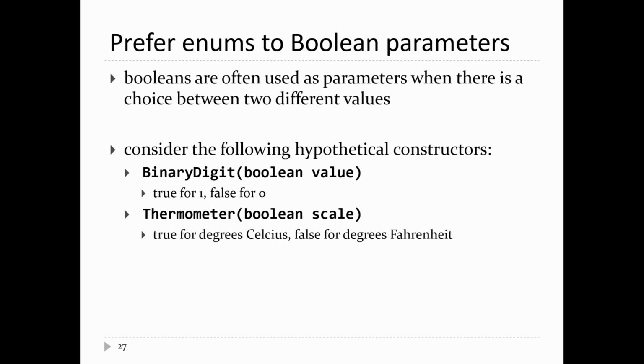So there's a lot of classes that have potentially a lot of optional values, right? So things that are either on or off or something like that.